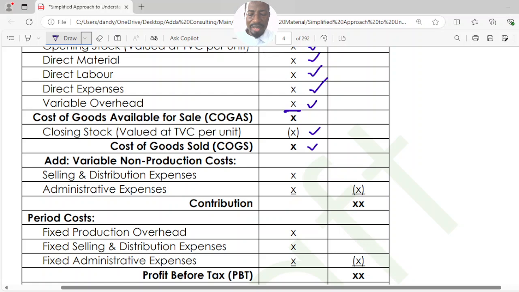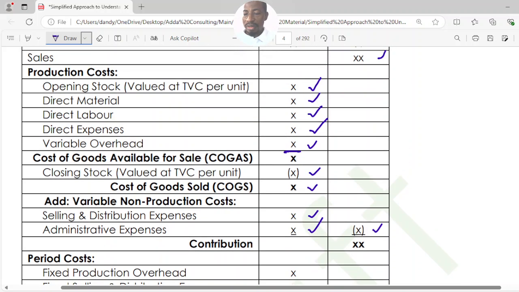So if I have direct selling expenses, I will put them there. If I have variable admin expenses, I will add them. I will add the three of them together: the cost of goods sold plus variable non-production cost. Then this will give me this number. Then I will deduct that number from the sales figure for me to have the contribution. Remember, we said that the difference between sales and cost of goods sold represents contribution.